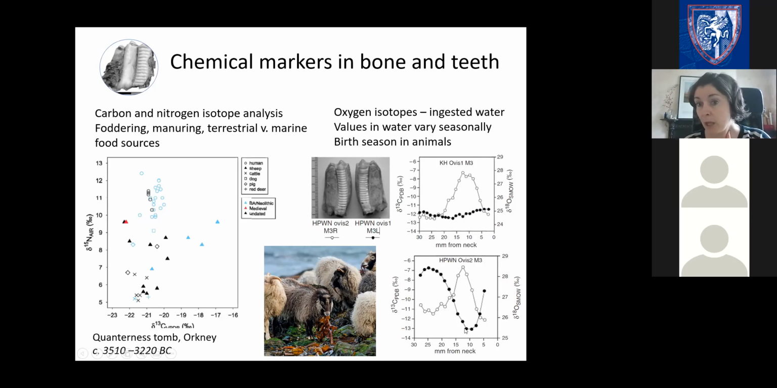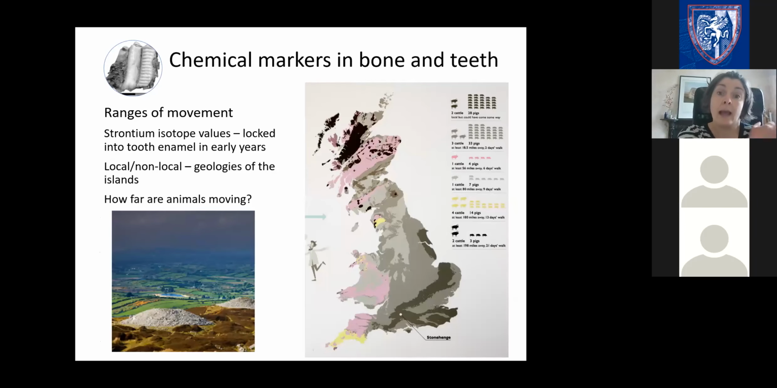But you see here on this lower graph, in the seasonal oxygen loop, those values go from being relatively high to relatively low, which tells you there's been a switch in food sources. So that animal at that point of the year is eating something quite different from what it's eating at that point of the year. So again, it gives you an indication of seasonal changes, which is really exciting for animal husbandry in the past.